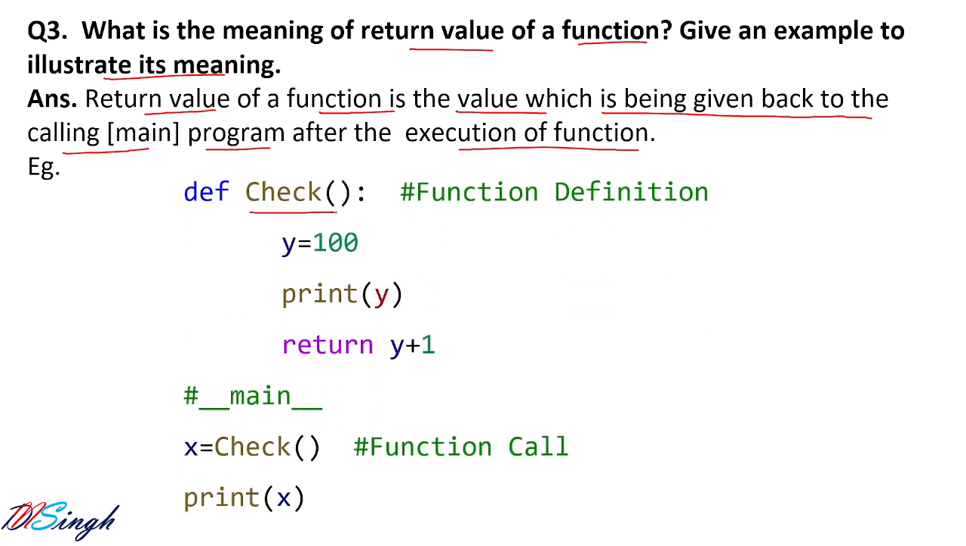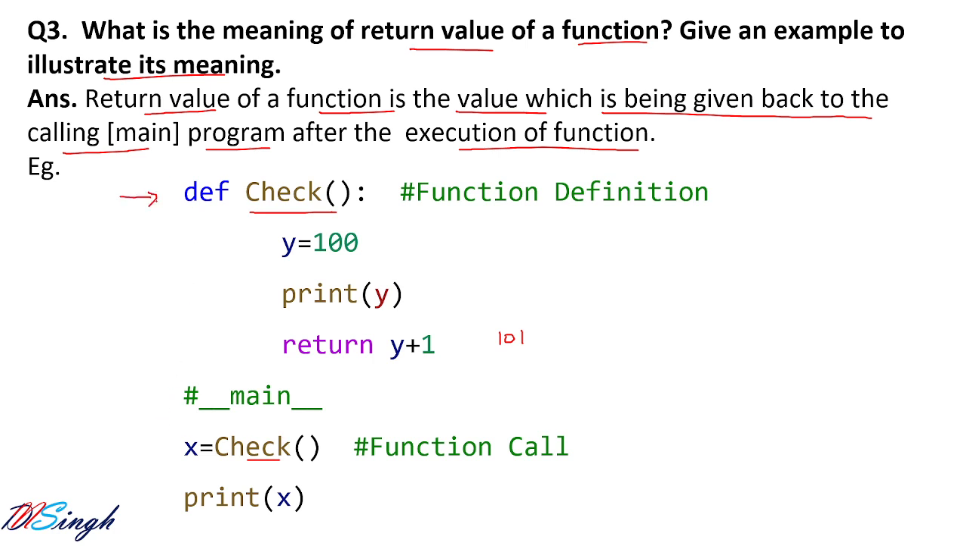So there is this function called check, and this check function is returning y plus 1. So what is y plus 1? That is 100, 101. That is the value which is going to be returned from this function. And here you have the function call. So how does control actually start?